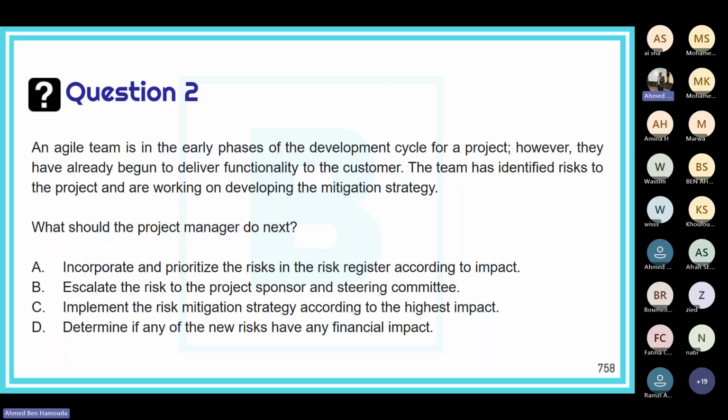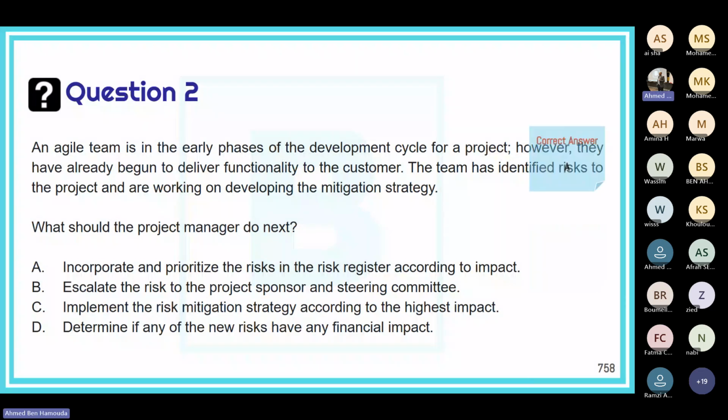And you will see in your RMP exam that it describes risks in agile, waterfall, and even hybrid. An agile team is in the early phases of the development cycle for a project. However, they've already begun to deliver functionality to the customer. The team has identified risks to the project and is working on developing the mitigation strategy. What should the project manager do next? Incorporate and prioritize the risks in the risk register according to the impact, escalate the risk to the project sponsor and steering committee, implement the risk mitigation strategy according to the highest impact, or determine if any of the new risks has any financial impact.